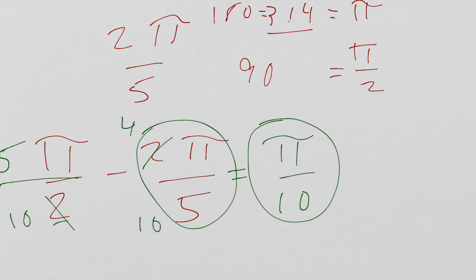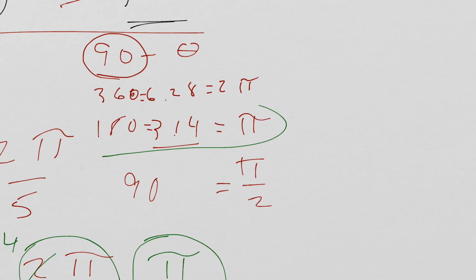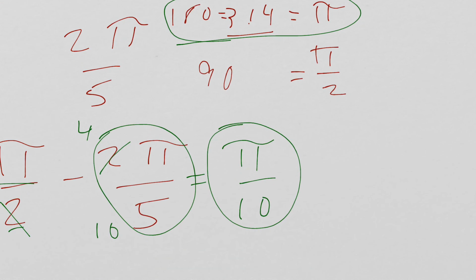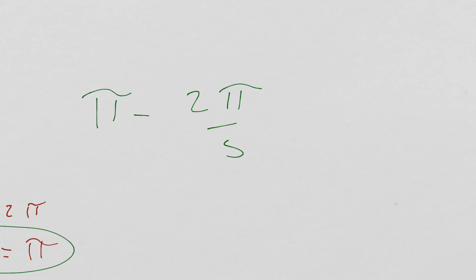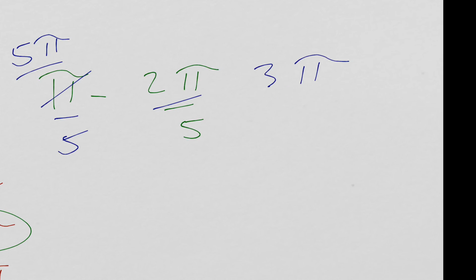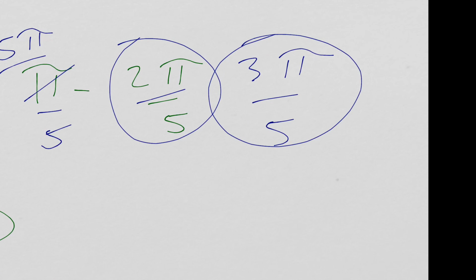Now we've got to find the supplement. To find the supplement, we're going to subtract from 180. We just found up here that pi and 180 mean the same thing. So we're going to take pi minus our angle of 2 pi over 5. Common denominator in this case would be 5, which would turn this to 5 pi. So we take 5 pi minus 2 pi, 3 pi over 5. 3 pi over 5 and 2 pi over 5 are supplements. This is the supplement of this angle.